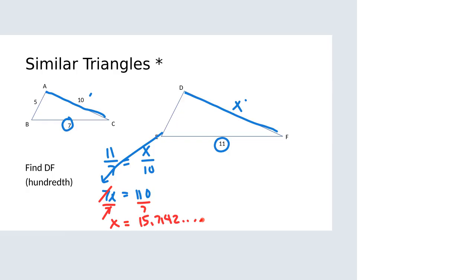This time, I was supposed to round to the nearest hundredth. So I'll find the hundredths place, 2 past the decimal, and look 1 space to the right. That's 4 or lower, so I'll round this down to 15.71, and that would be the length of that side. Poll went great. Let me know if you have any questions.